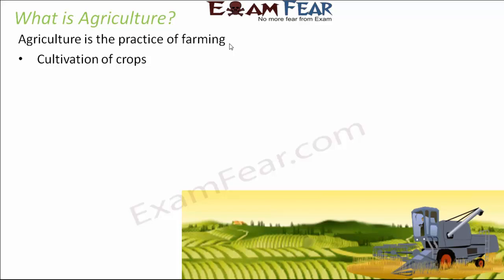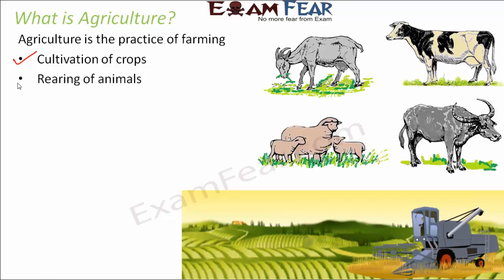So agriculture would include cultivation of crops, where different types of crops will be cultivated. Now, a little later, we will talk about what is a crop. I mean, how exactly do we define a crop? So we will explain that a little later. The second part is rearing of animals. Now, what do we mean by rearing? Rearing means taking care of and bringing up animals for human benefit.